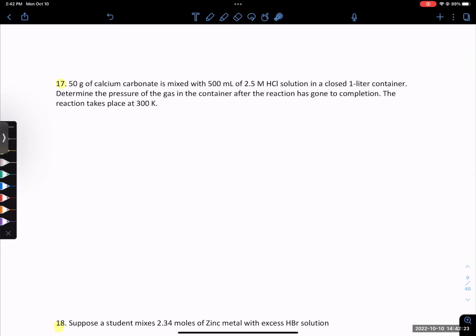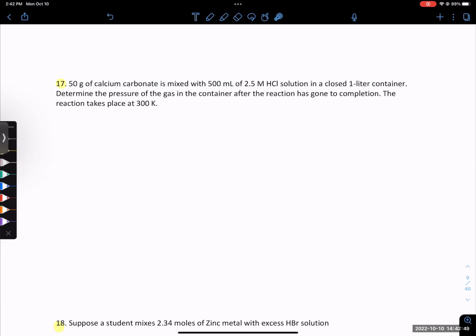Okay, so 50 grams of calcium carbonate is mixed with 500 milliliters of 2.5 molar HCl solution in a closed 1 liter container. Determine the pressure of the gas in the container after the reaction has gone to completion. The reaction takes place at 300.